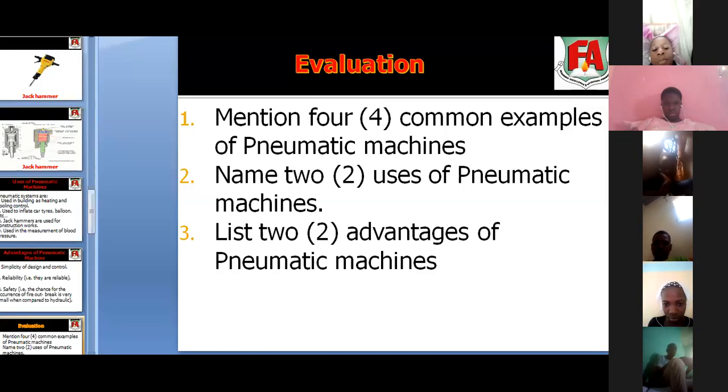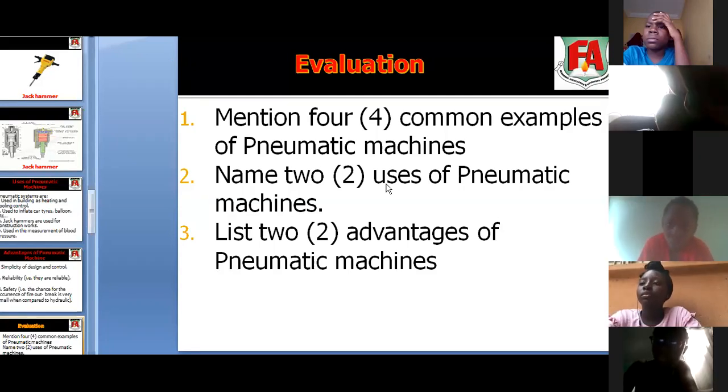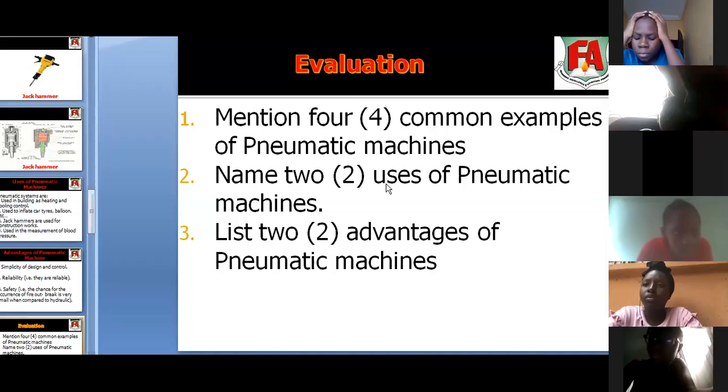Sir, air compressors. Yes. Any other one? Sir, jackhammers. Yes. That's not all. Vacuum cleaner or vacuum pump. Yes. All of these are examples of pneumatic machines.